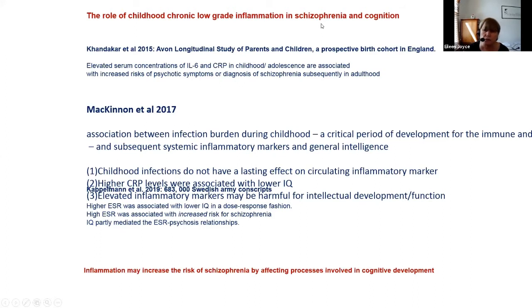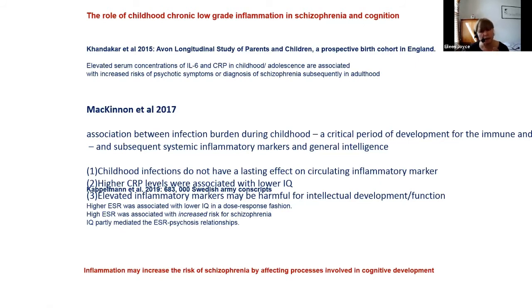So what do we know about the effect of low-grade inflammation before the onset of psychosis? Sorry, this slide has become corrupted again, but I'll talk you through it. So this is the Khandaker study. Again, I think Peter Jones was a co-author on that, and this looked at the longitudinal study, the Avon or ALSPAC cohort of children who were assessed every 5 years. What they found was elevated markers of low-grade infection in childhood and adolescence, and this was associated with increased risk of the development of psychosis or schizophrenia in adulthood.